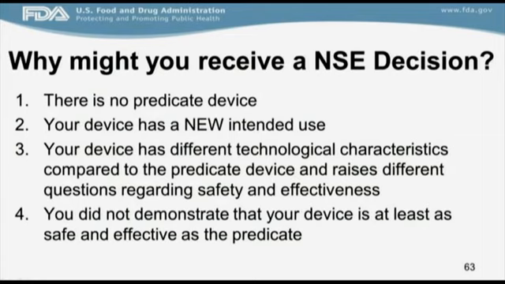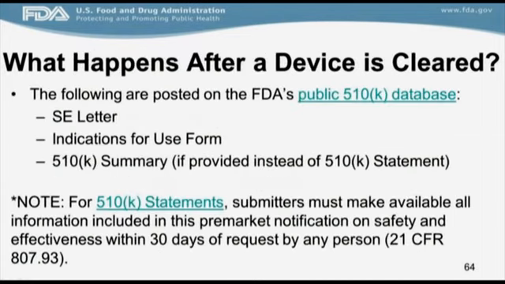So what happens after a device is cleared? The following are posted on the FDA's public 510K database: your substantial equivalence determination letter, your indications for use form, and a 510K summary if one is provided, or if you have provided the 510K statement instead. Please note, for 510K statements, submitters must make available all information included in their premarket notification on safety and effectiveness within 30 days of a request by any person.